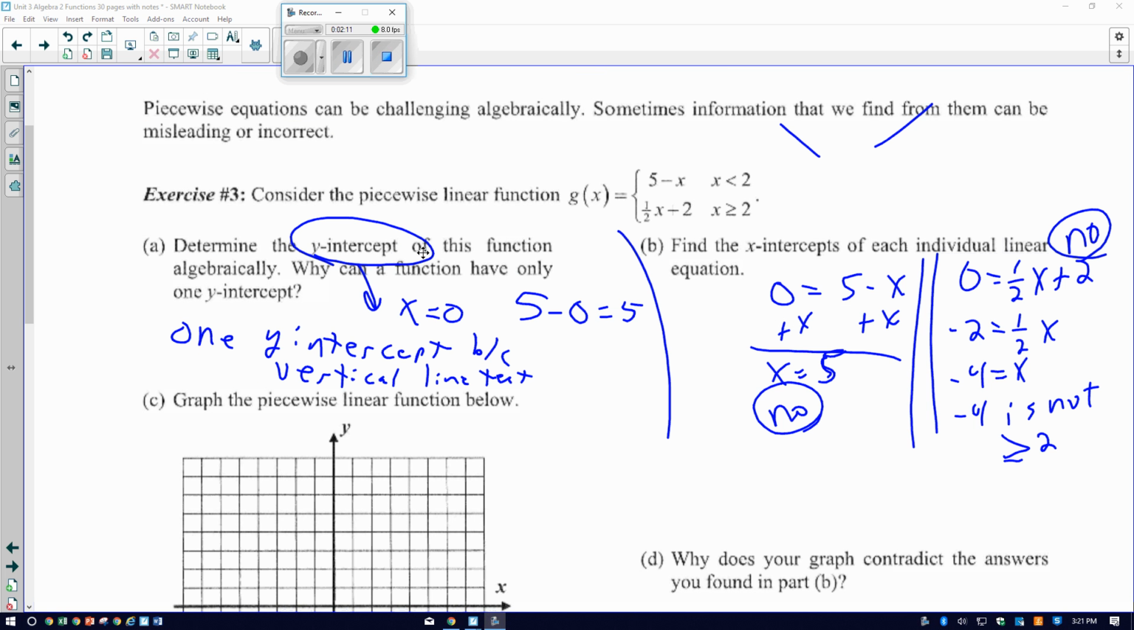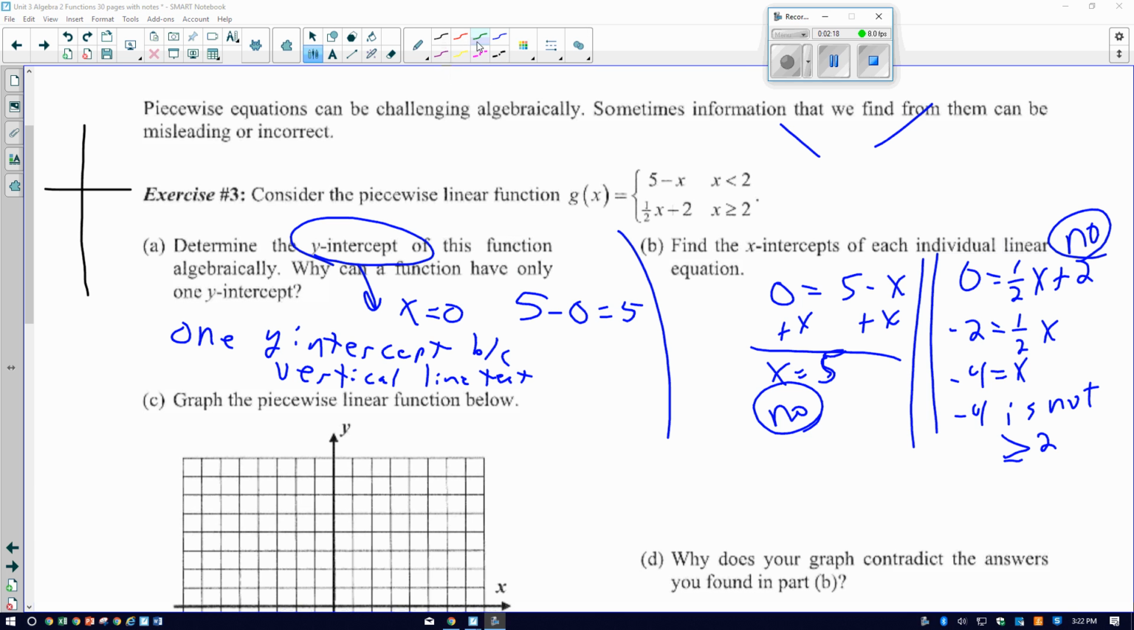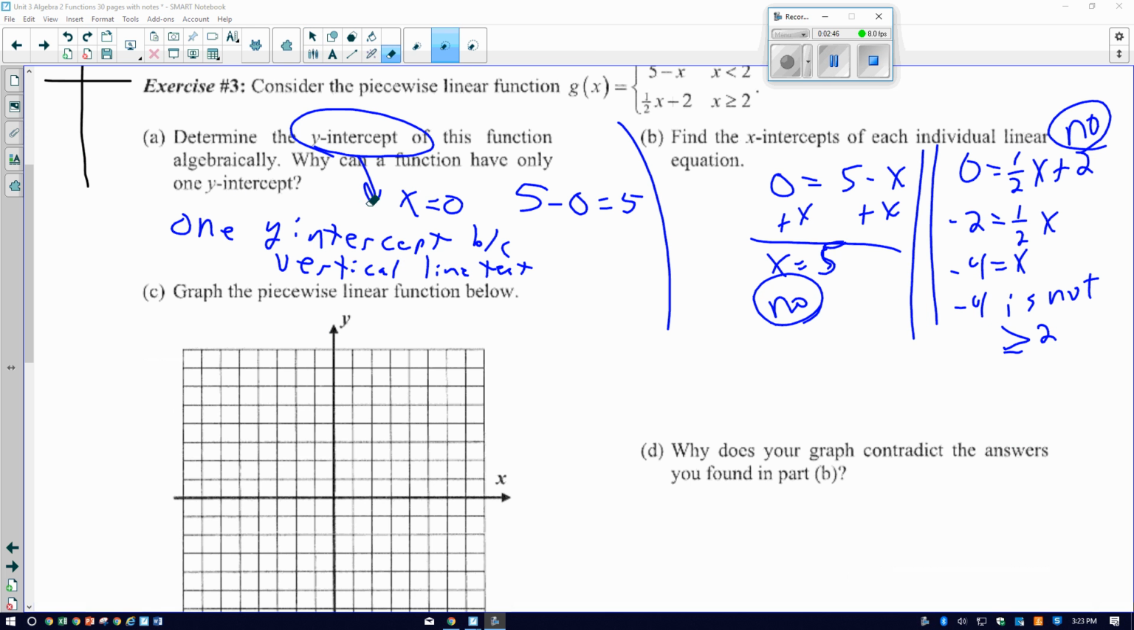Whenever you have to find the y-intercept of something, you want x to equal 0. So we're looking for the y-intercept. The y-intercept is on the y-axis, where x is 0. So all you have to do is plug in x equaling 0 into both equations and see what pops out. Now listen, x equals 0. Oh, x is 0 for this one because 0 is less than 2. So that's going to give us the y-intercept.